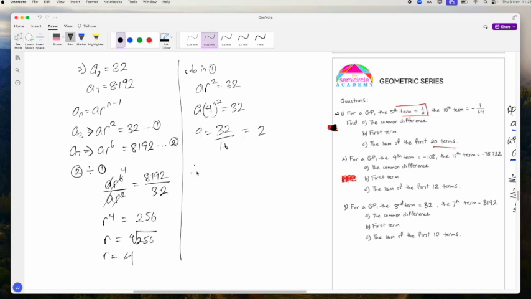And so therefore we will have a n being 2 times r to the n minus 1. And of course we have to find the sum of the first 10, so S of 10. And in this case, r is greater than 1. So I will use the a into r to the n minus 1 all over r minus 1. No, not r to the n minus 1, sorry. R minus 1.